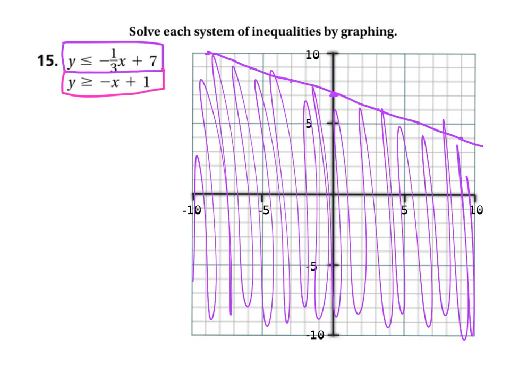Okay, and now let's do the other one. Y is greater than or equal to negative x plus 1. We go up here to 1, and we put a point. Then we rise -1, run 1, put another point, another point, another point, all the way down and all the way up, like that.